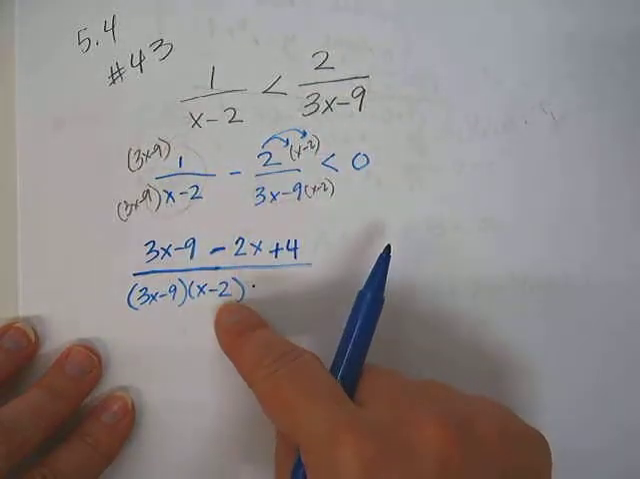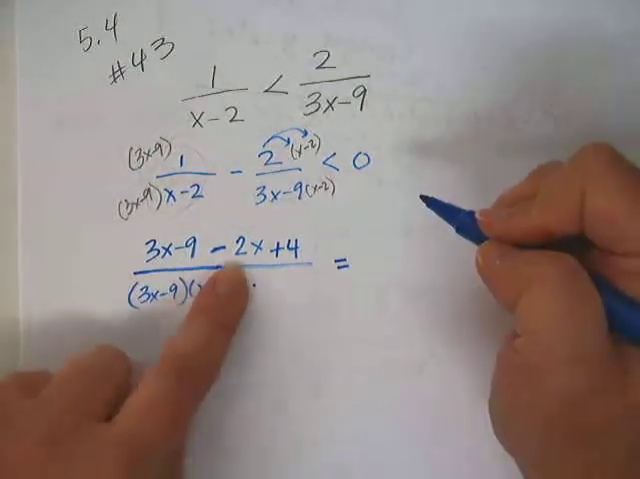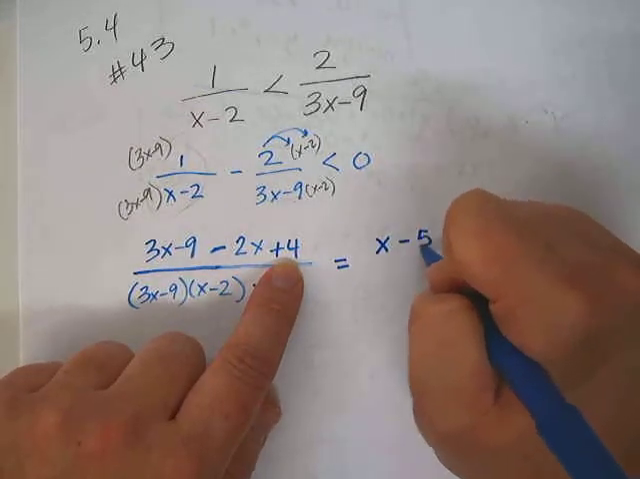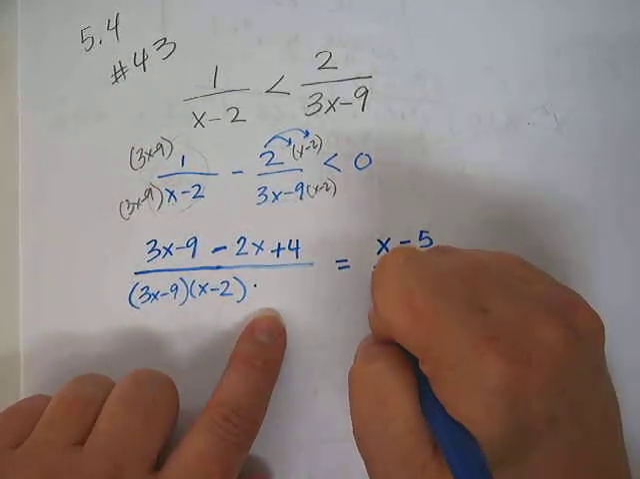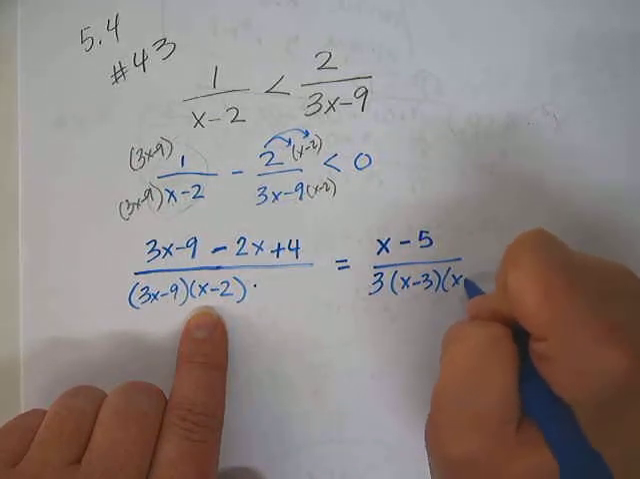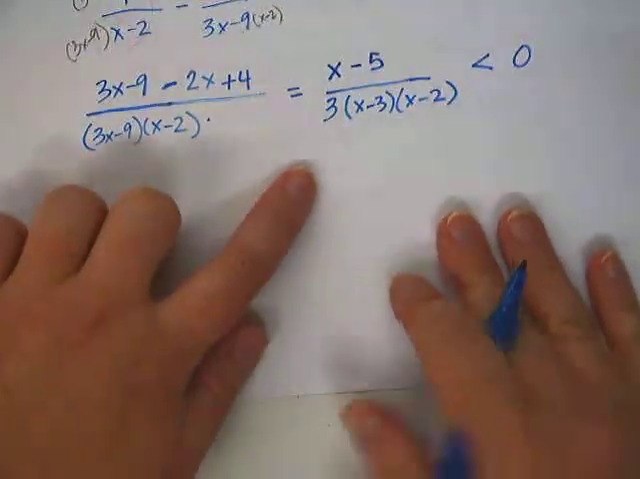So then we're just combining the numerators with our common denominator. So the numerators will be 3x minus 2x is x, negative 9 plus 4 is a negative 5, over, at this point I'm going to go ahead and factor out that 3, because I think that will make it easier. And that's less than 0.